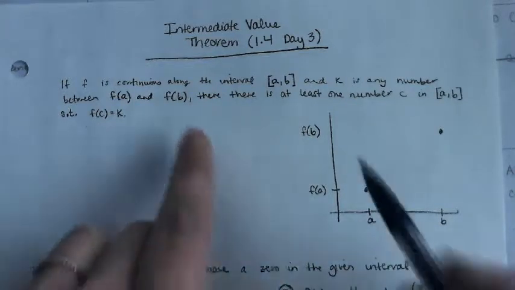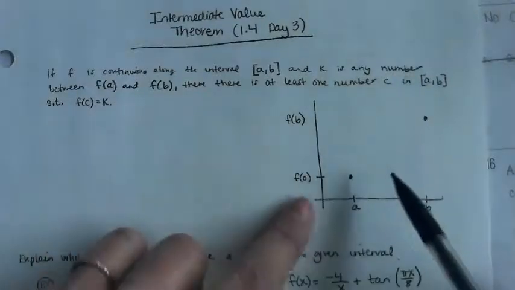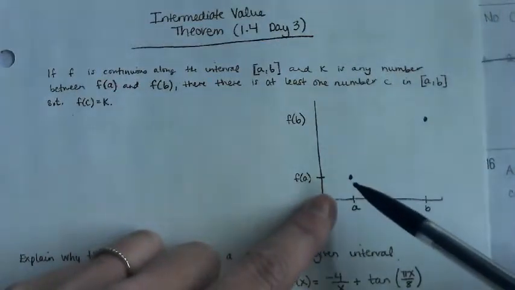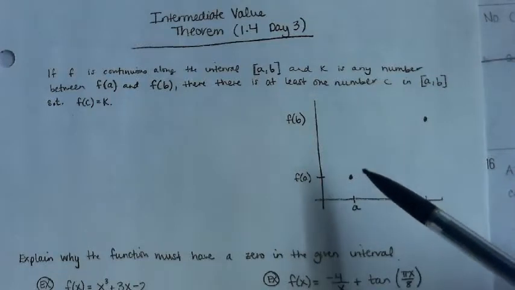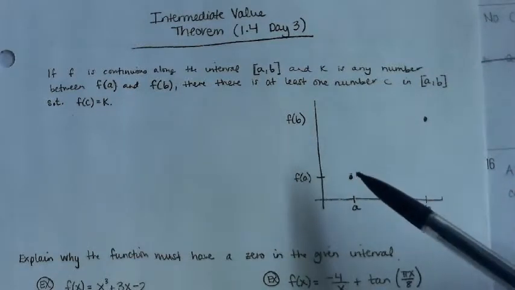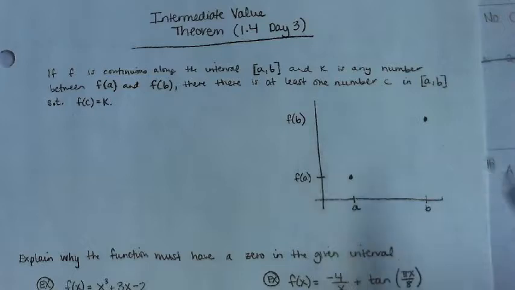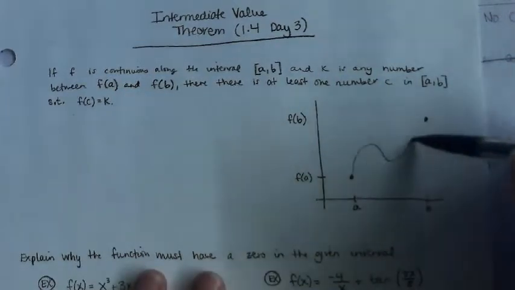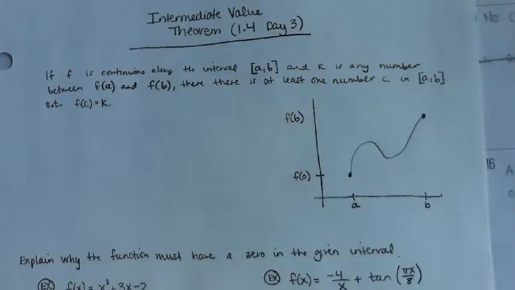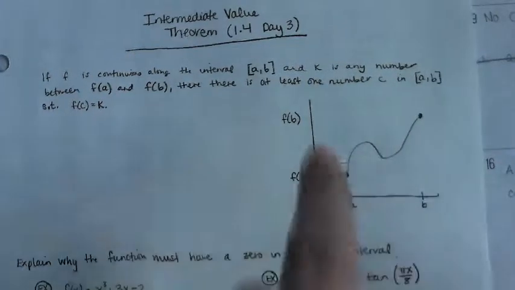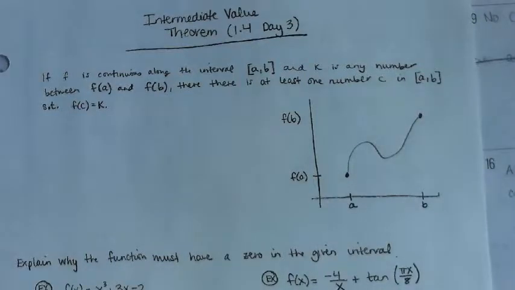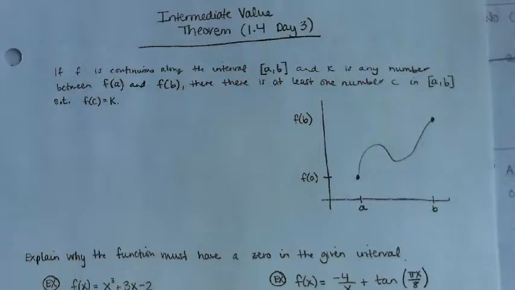If f is continuous along the interval from a to b, so essentially if some function, and we've got 25 of us in here, we could draw 25 different graphs as to how to make it so a to b is continuous. So I'll do mine like that. You can do whatever you want. You could go down first from a and then up to b. Doesn't matter, as long as it's a continuous function on the closed interval from a to b.